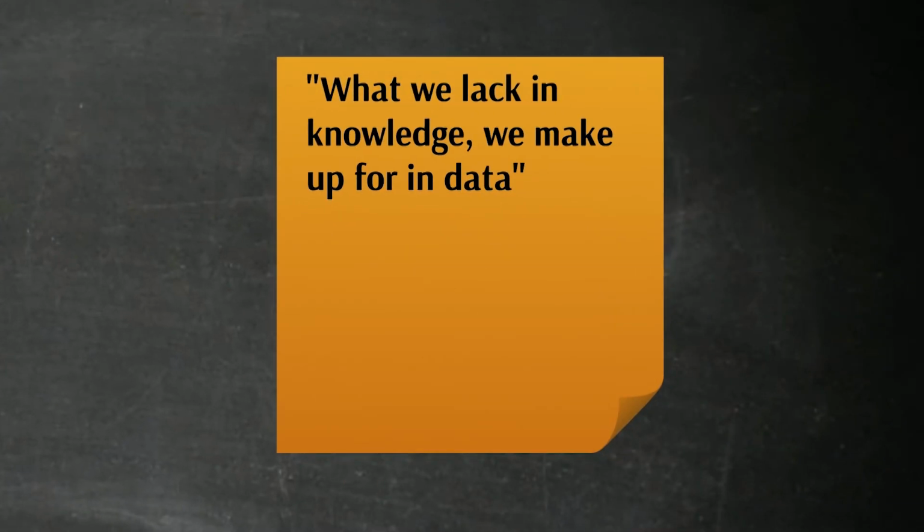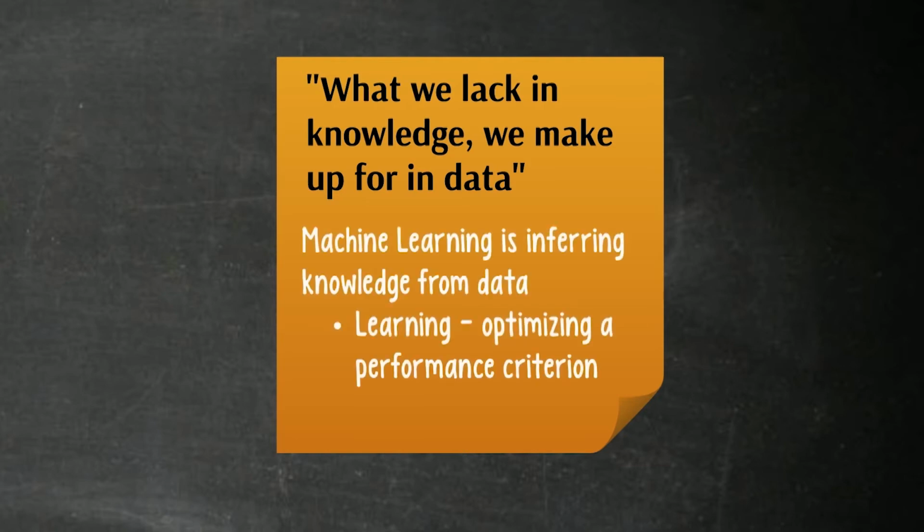So what we lack in knowledge, we make up for in data. And this is at the core of what machine learning is. So machine learning is simply inferring knowledge from data. And then the learning step is when we're optimizing a performance criterion. So machine learning is simply programming computers to optimize a performance criterion using example data or past experience.